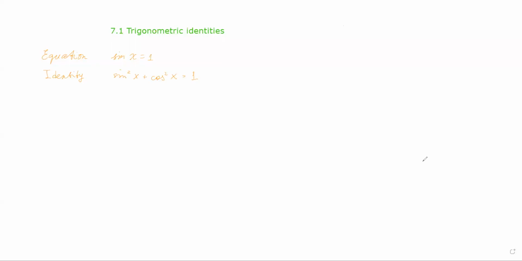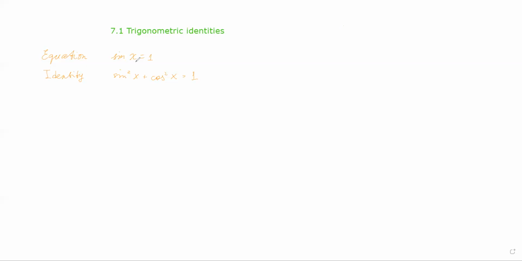Hello, everyone. We are going to start today chapter 7, and the first section is trigonometric identities. Let's start with understanding the difference between identity and equation. For example, I have on my top line sine of x equals 1. This is called an equation. Why?